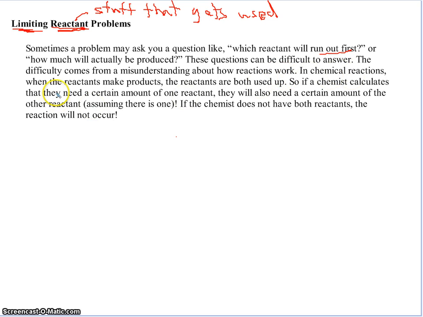In chemical reactions, when the reactants make products, the reactants are both used up. That seems important. So, there should be a comma there. If a chemist calculates that they need a certain amount of one reactant, they will also need a certain amount of the other reactant, assuming there is one. If the chemist does not have both reactants, the reaction will not occur.